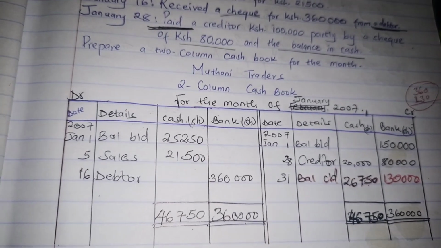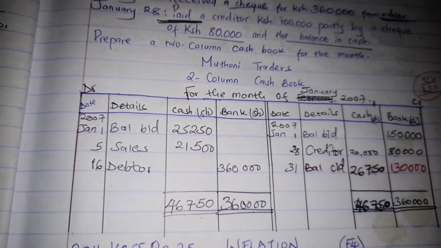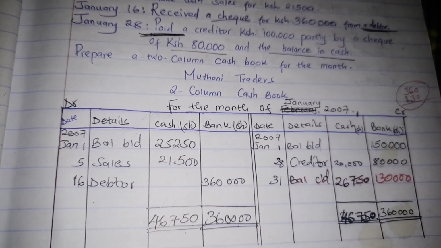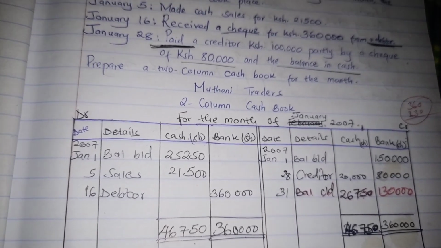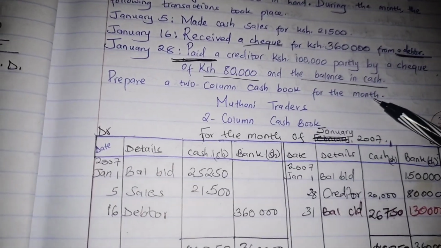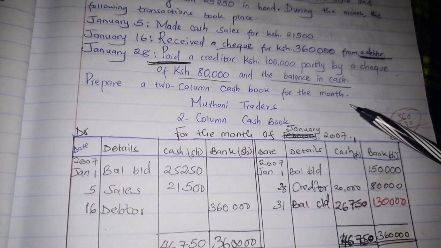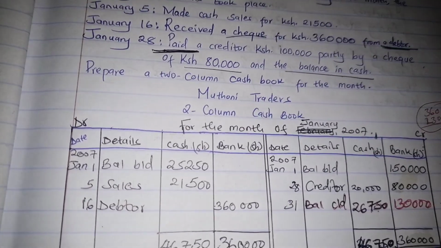And learners, that is all that we have. That's what we are expected to do. Now remember, our question did not ask us to balance. So we've just gone an extra mile.